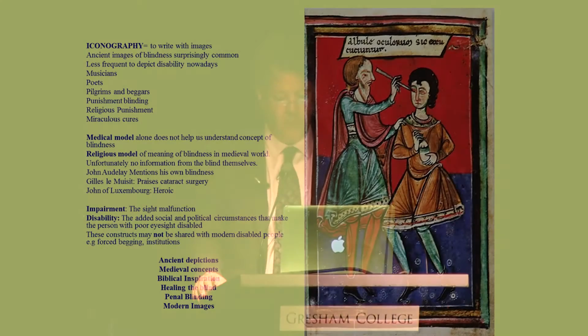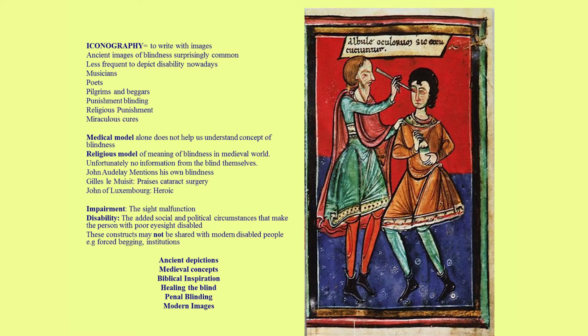Looking at this period from a medical point of view is not sufficient. The medical model doesn't help us understand blindness in the medieval world. It actually doesn't help us really understand it in the modern world either, I've come to understand. Look at this image here. It's a beautiful image. We've seen it before, and it's an illustration of cataract surgery, and it's in a surgical manual. It's about as useful as a teaching tool to teach someone how to do cataract surgery as this. It's of no use whatsoever.